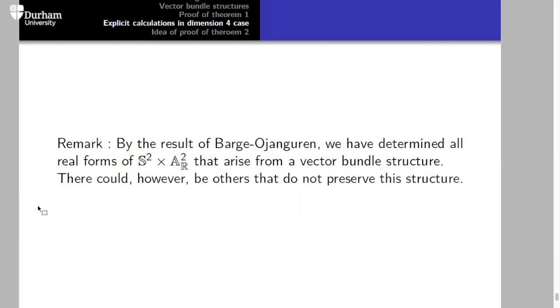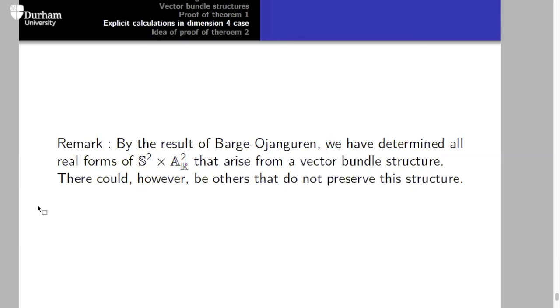To give a remark, because of the results of Barge and Lannes (Ujangorong), this tells us that in what we have done, we have found all real forms of S2 cross A2R that arise from a vector bundle structure.